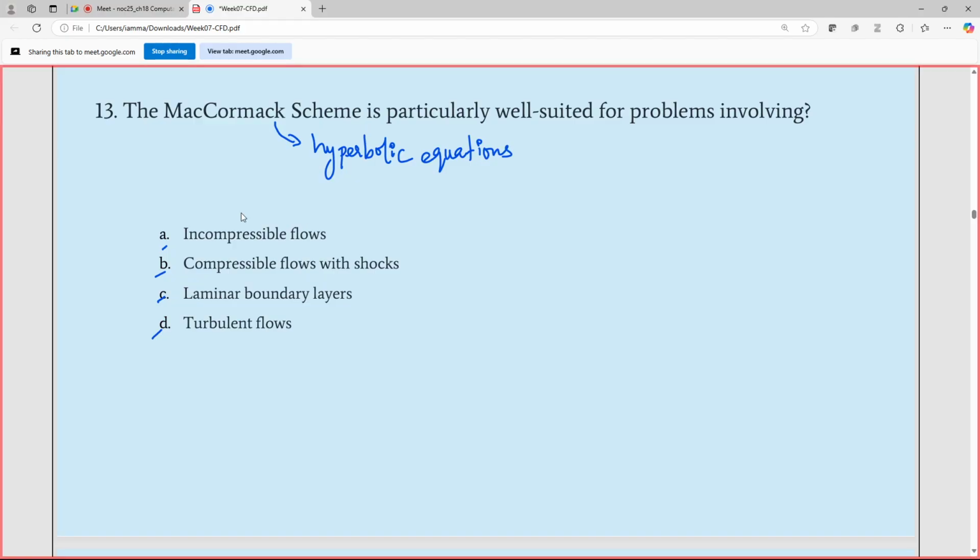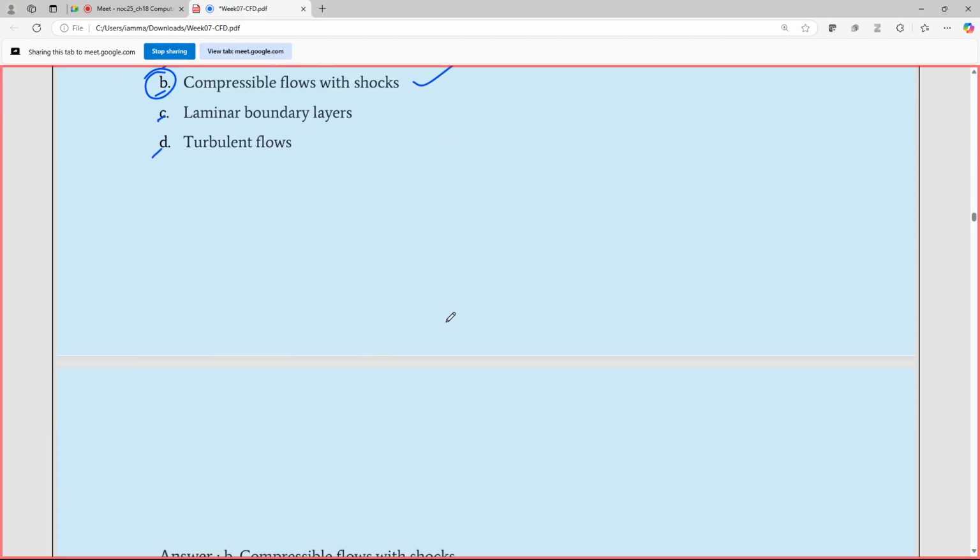Answer is option B, compressible flows with shocks. So also this week's content is on solving compressible flows. So it's just an easy question. McCormack scheme is suited for problems involving compressible flows with shocks.